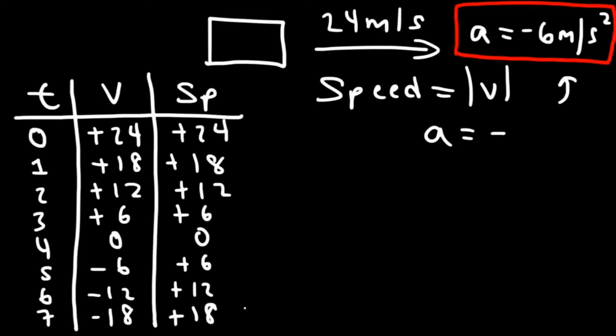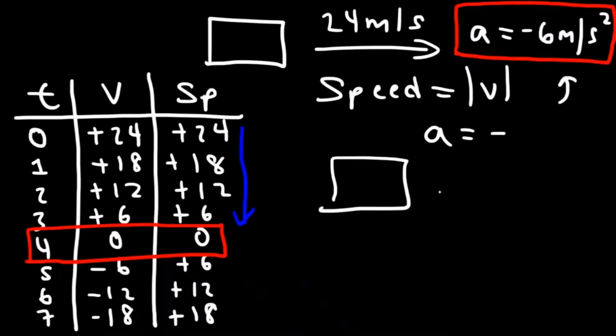Now let's focus on the first half. In the first 4 seconds, the object is slowing down. If you look, the speed decreased from 24 to 0. So what's happening is that the object is moving, but over time, it's moving slower, slower, and slower. And so at 4 seconds, it's not moving, however, it's changed direction.